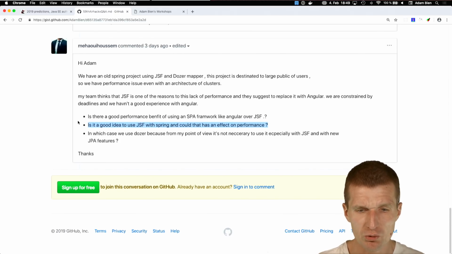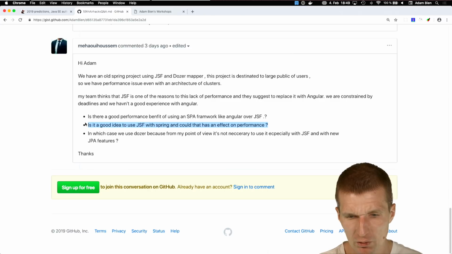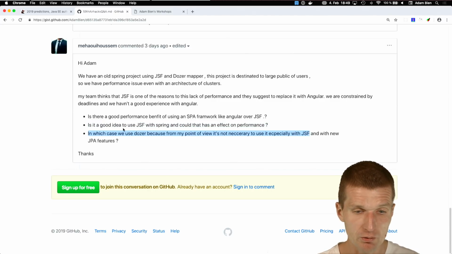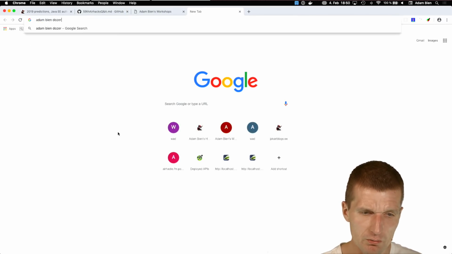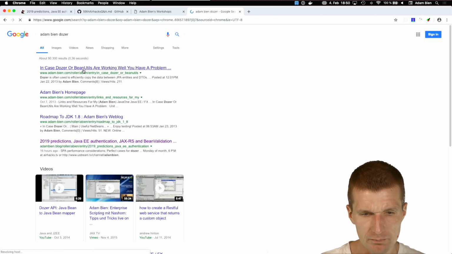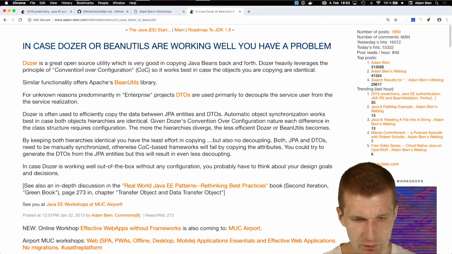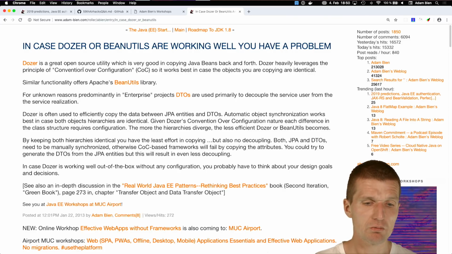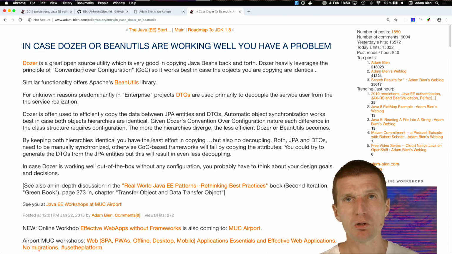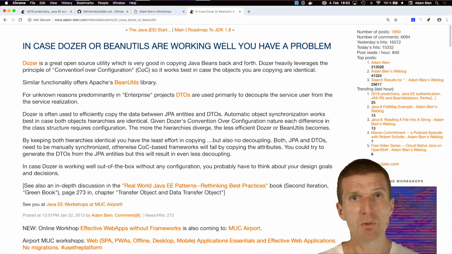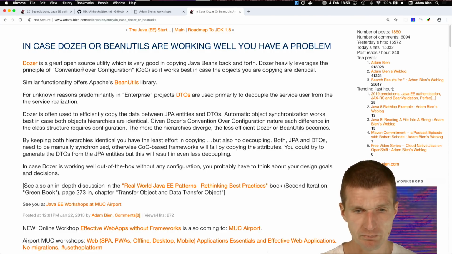In which case do we use Dozer? Because from my point of view, it's not necessary to use it, especially with JSF. Absolutely. So Dozer is not necessary. And actually what I did is Adam Bien Dozer. So what I wrote, when was it? Six years ago. It's crazy. In case Dozer or BeanUtils are working well, you have a problem. Dozer or BeanUtils are misused to copy identical objects back and forth, and this is the problem.